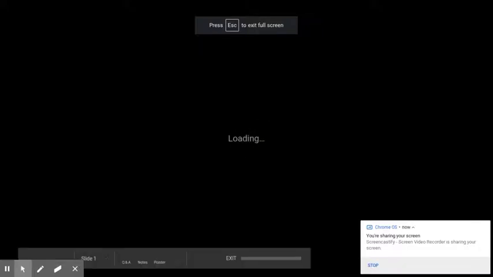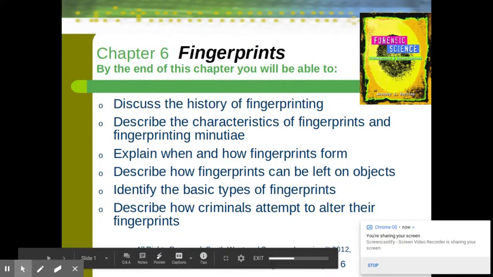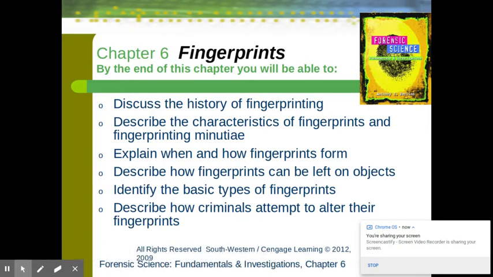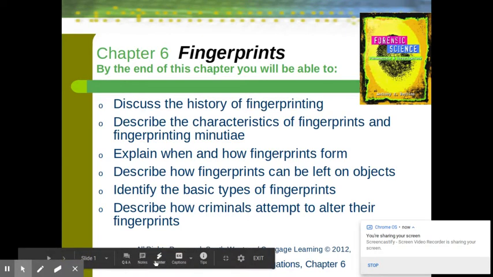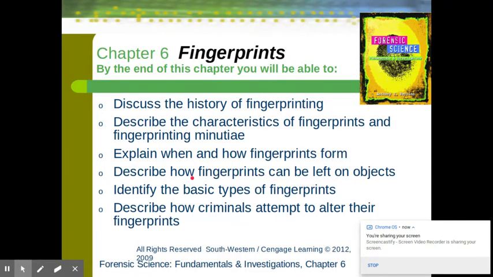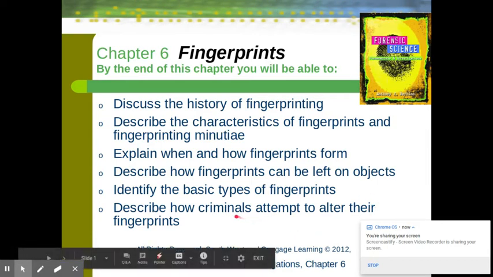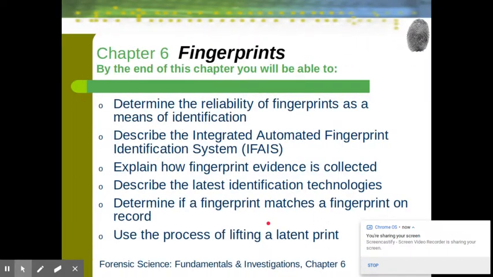Hello, ladies and gentlemen. Today we're going to talk about fingerprints. We're going to discuss the history of fingerprinting, describe the characteristics, explain when and how fingerprints form, describe how fingerprints can be left on objects, identify basic types, and how criminals might attempt to alter them.